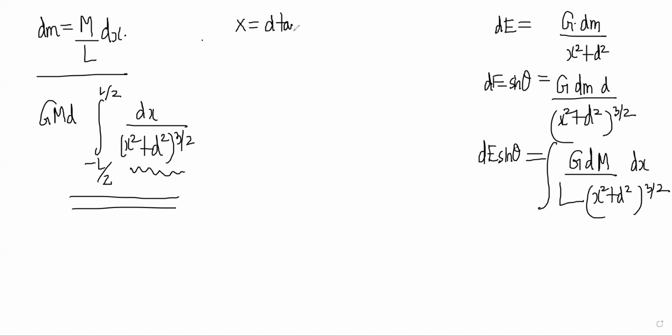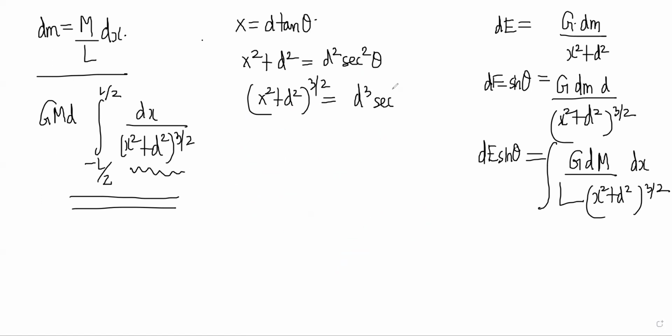x is equal to d tan theta. If you do that, x square plus d square will be equal to d square sec square theta. So x square plus d square to the power 3 by 2 will be equal to d cube sec cube theta. And on top, dx is equal to d sec square theta d theta.